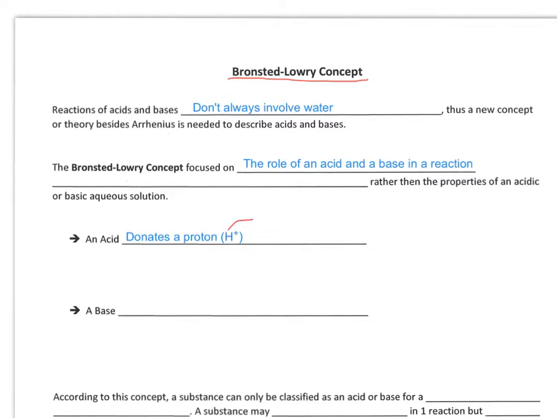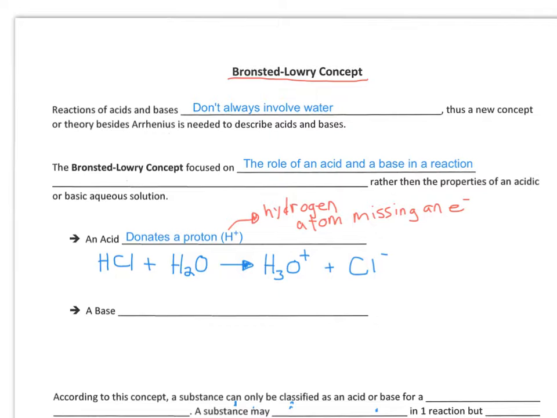That proton is basically a hydrogen atom missing an electron. So if you look at this example of HCl plus water makes our hydronium ion plus chloride, the hydrochloric acid takes this hydrogen and basically donates it to this water, resulting in the H3O+. So our HCl donates an H plus, a proton.